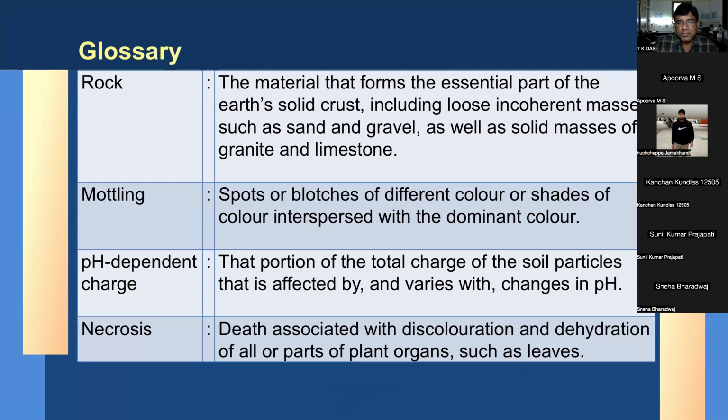These are spots or blotches of different color, or mosaic of color, you can say, or shades of color interspersed with the dominant color. So one dominant color will be there. Then you will get some lighter colors or many varieties of colors, smaller spots around it.